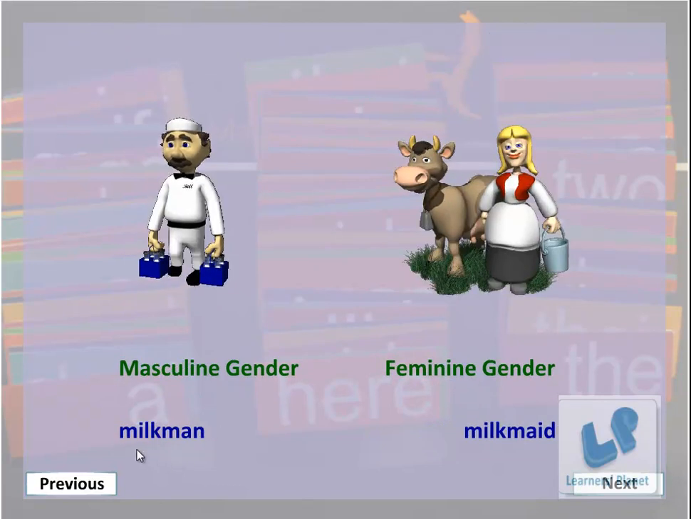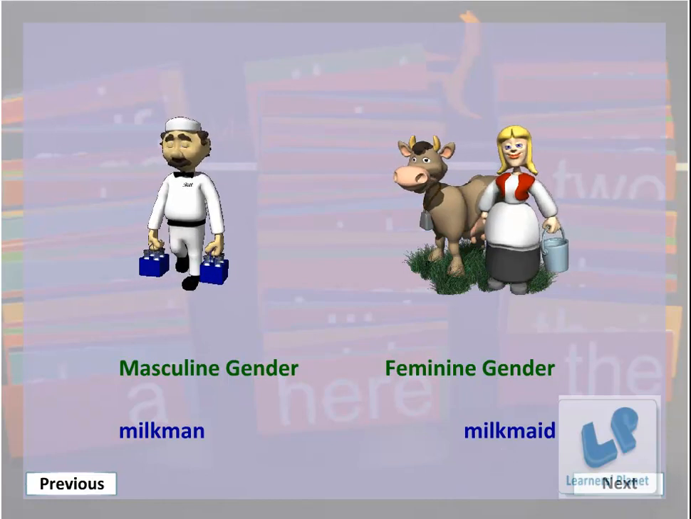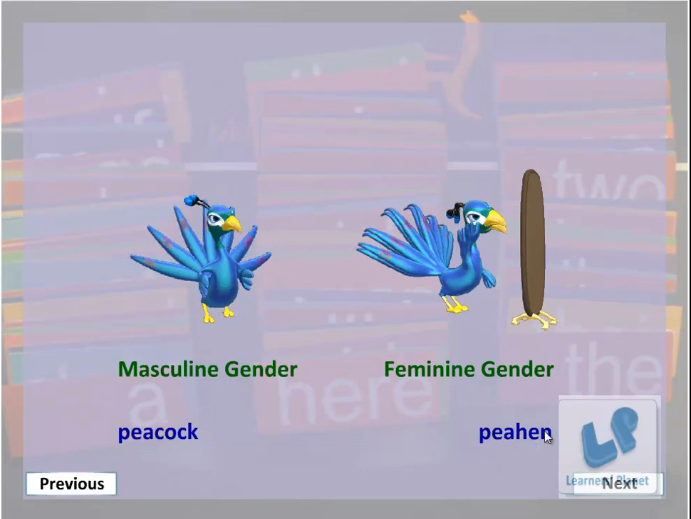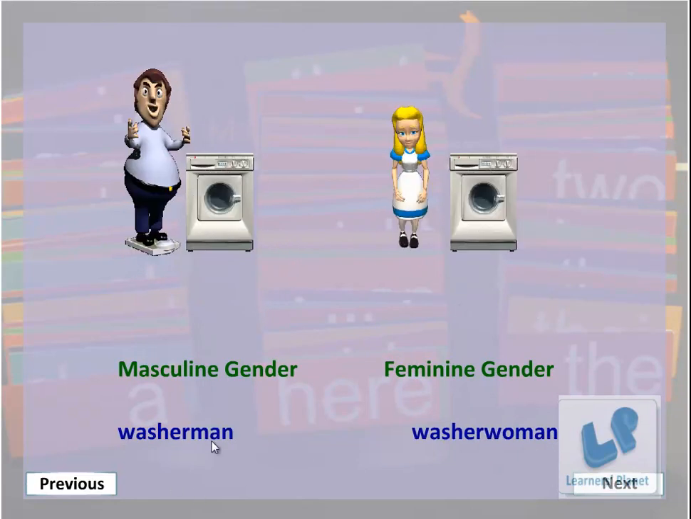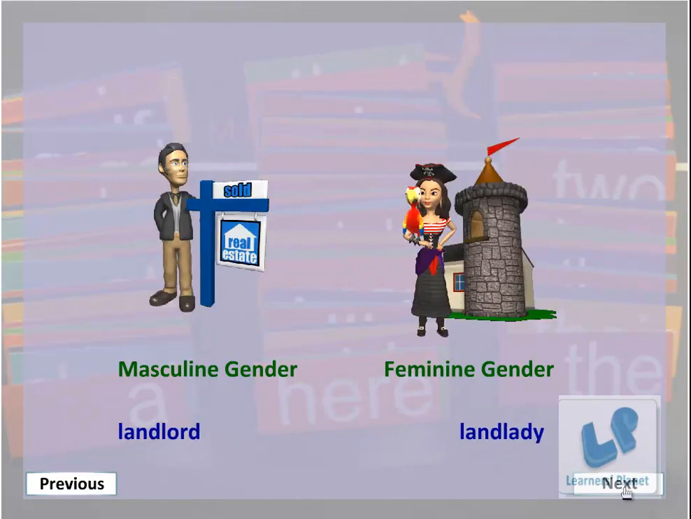You can also have milkman and milkmaid, peacock and peahen, washerman and washerwoman, landlord and landlady.